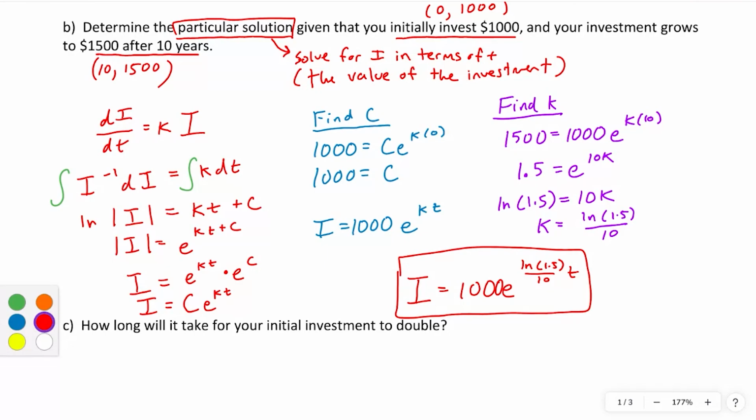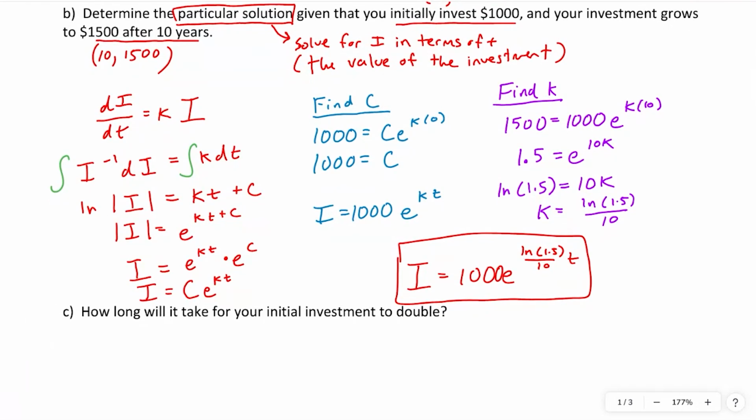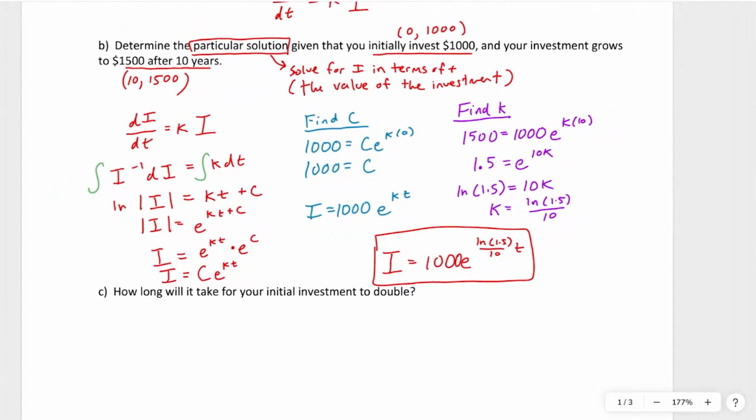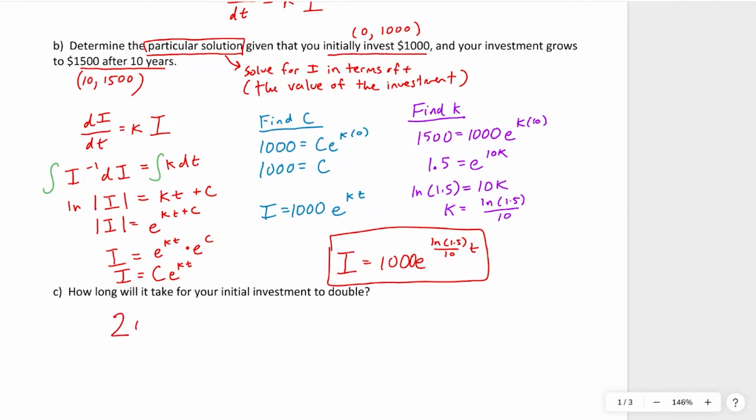Any questions about what we just did there? All right, so the follow-up question here is how long will it take for the initial investment to double? So if it was initially worth $1,000, we're interested in when it's worth $2,000. So we're going to say 2,000, and we want to find the time. So 2,000 equals 1,000 times e to the power of natural log of 1.5 over 10 t. And now we need to solve for t.